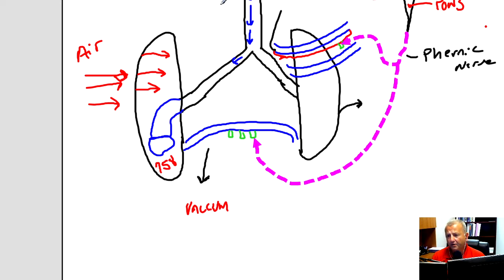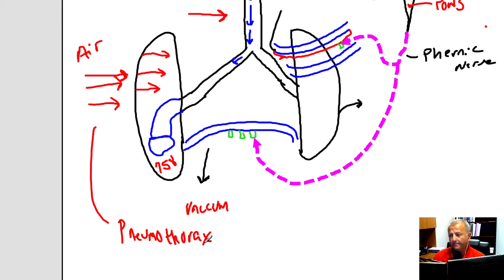And what about the trachea? Well, it's going to push the trachea in that direction too. We call it the unaffected side. So when you're looking at the trachea, it will be pushed to the uninjured side. And all of this is defined as a pneumothorax. All right, so this is inspiration. All right, and this is a pneumothorax. All right, that's inspiration, but we need to talk about expiration now. So that's what happens in inspiration. What about expiration?